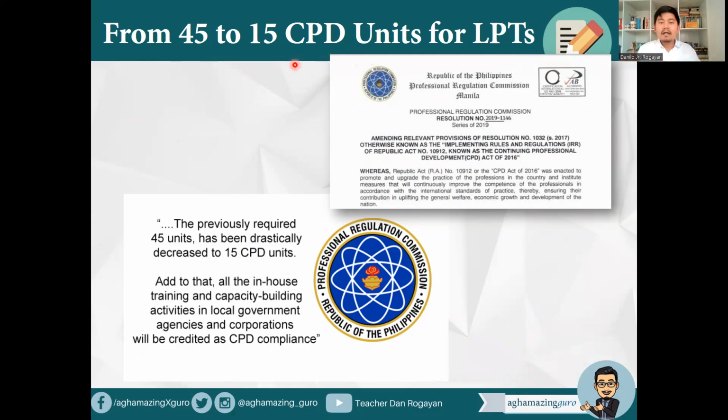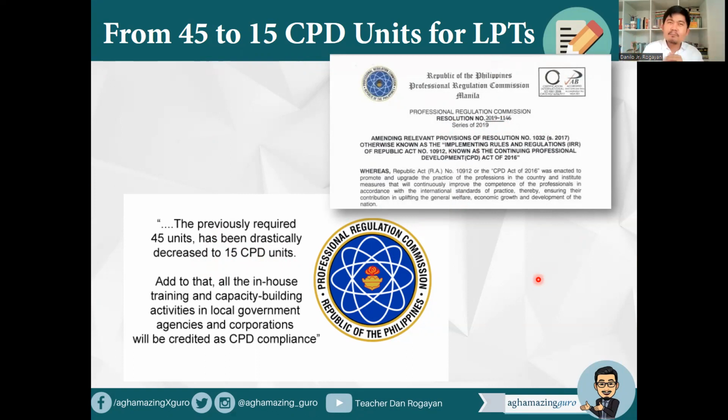Pero pag tinanong, in the initial implementation, no, in 2017, kasi 2016 na yung batas, 2017 na-implement na, ilan yung initial na required ng PRC, no, para sa CPD ng teachers? The answer is 45. So the previously required 45 units has been drastically decreased now to 15 CPD units for licensed professional teachers, no, that is in accordance with PRC resolution number 29-1146. And nagsasabi na kailangan nating i-reduce it from 45 to 15.